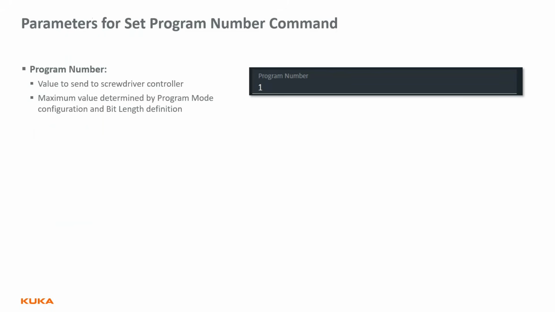The set program number command sends the specified program number to the screwdriver controller via the robot's digital outputs. The format of the program number signal is determined by the program mode selection that was made previously in the configuration screen. Remember, this signal can be configured in the bit or binary mode, and that configuration plus the bit length value controls the maximum program number that can be represented.